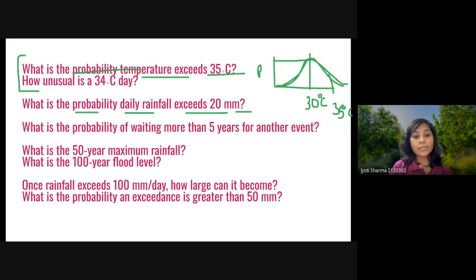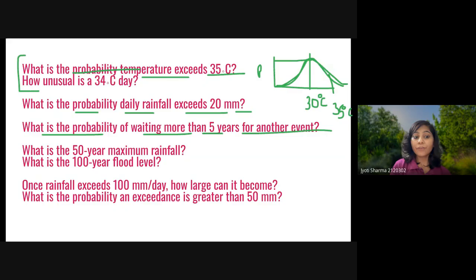Okay, the next is, what is the probability of waiting more than 5 years for another event? Whenever we are creating some infrastructure, it has some lifetime, and it has some expiry. But before that, we have to keep in mind, if such a great event, or let's say such a strong cyclone, occurs in Odisha, then what kind of infrastructure or dam structure do we want? And what is the probability that it will occur in 5 years, or in 10 years? Okay, so for that again we want the probability density function.